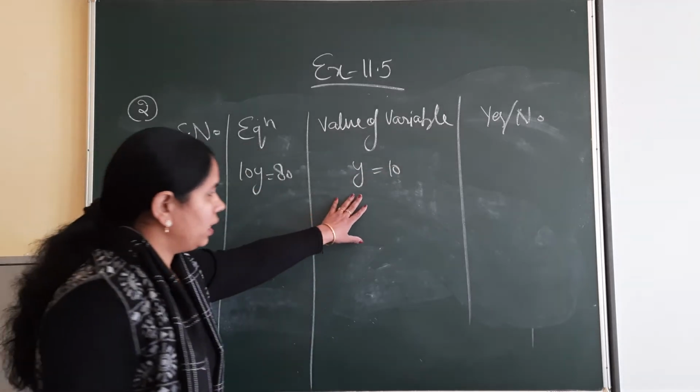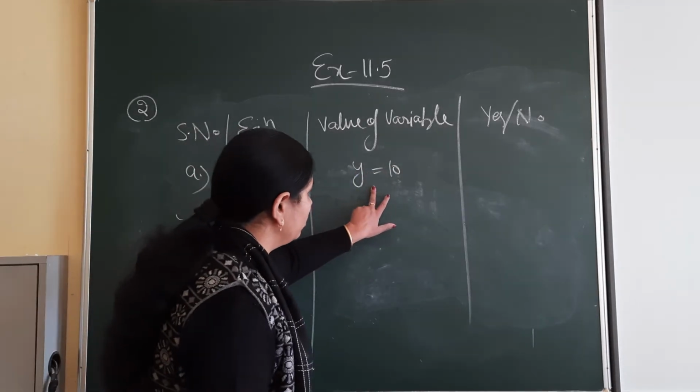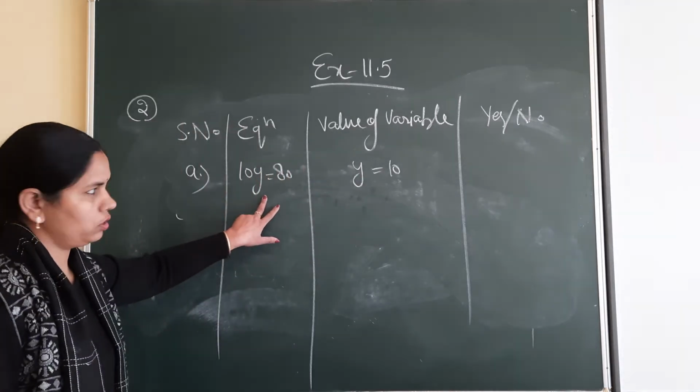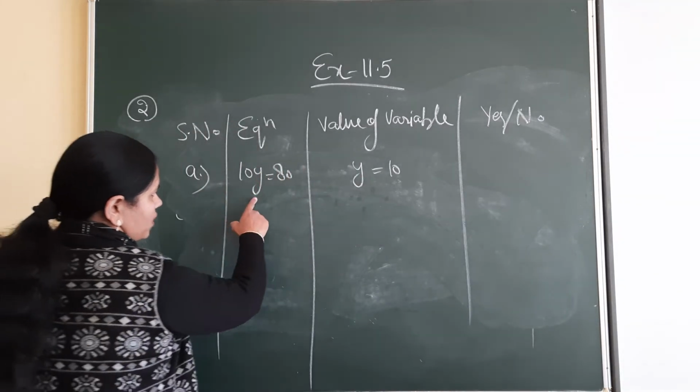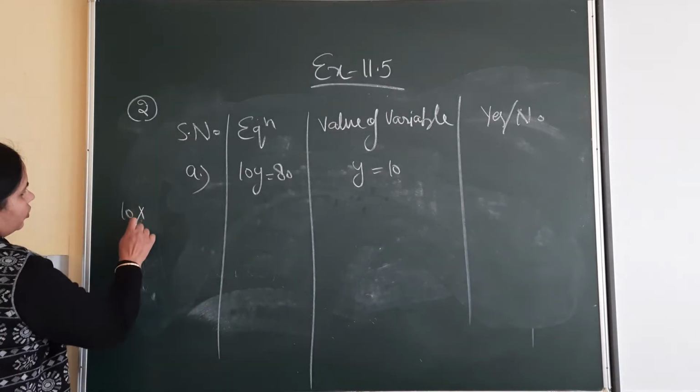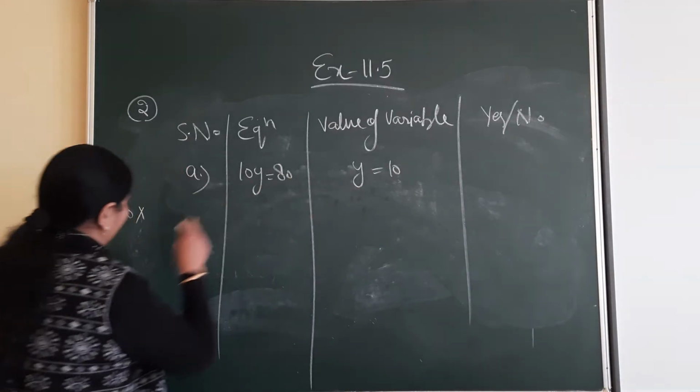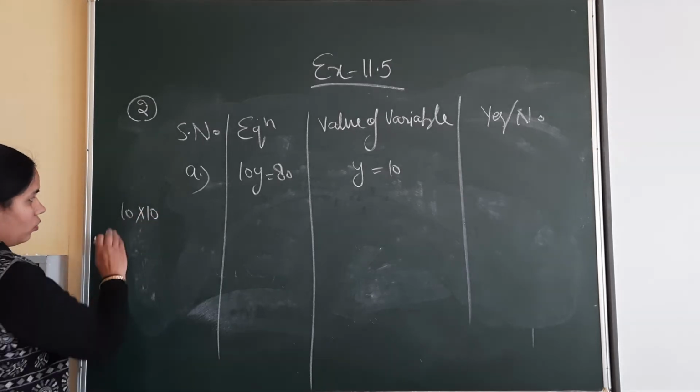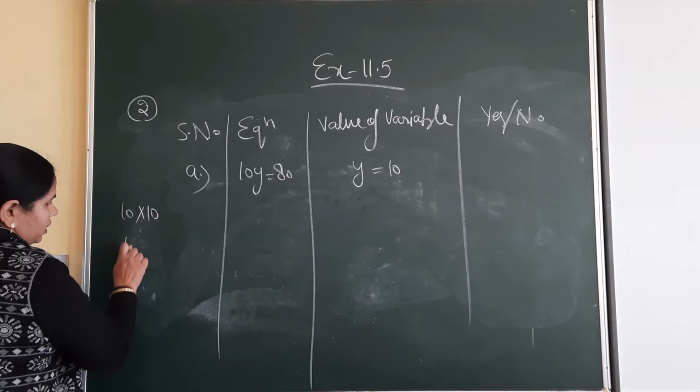So in this question we have to find out whether this value is a solution for this equation or not. So how will we check? At the place of the variable, put this value. So do it in rough: 10y. At the place of y I am putting this value of y, that is 10. Now I will calculate: 10 tens are 100.